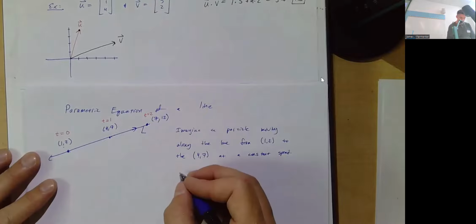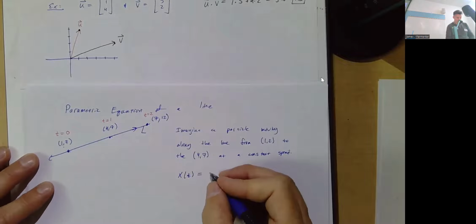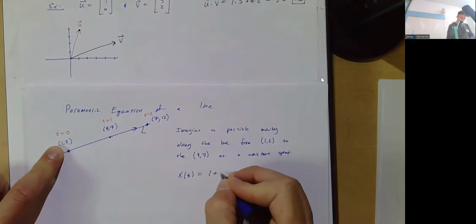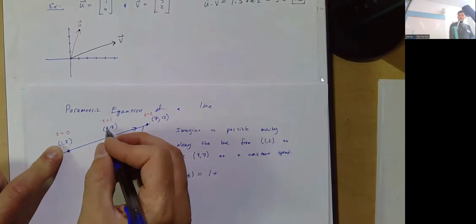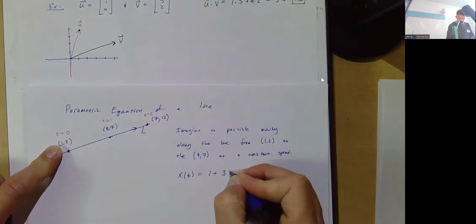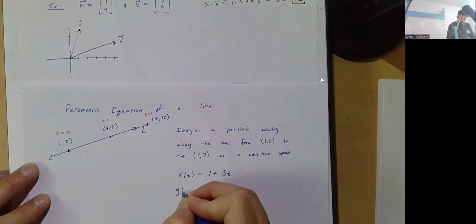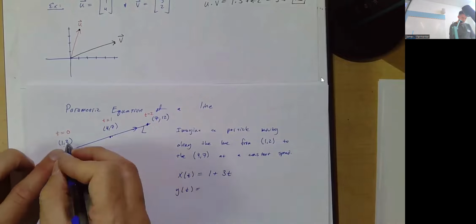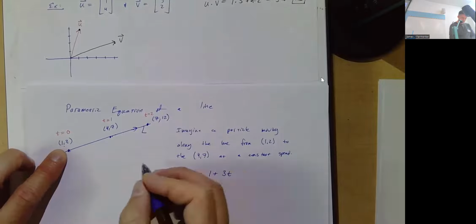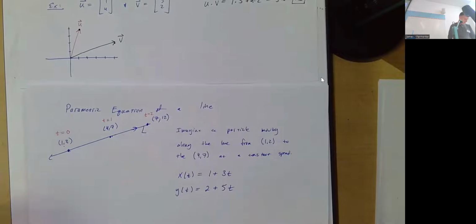So the idea here is that we can think of the x coordinate as our starting x coordinate plus how much we're increasing every time we increase t by 1. That's going to be 3 times t. And we can think of our y coordinate as, well, we're starting at y equal to 2, and then every time we increase t by 1, we're increasing y by 5. And these are our parametric equations for this line.